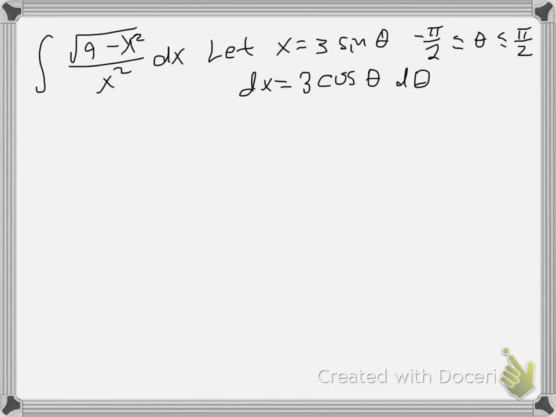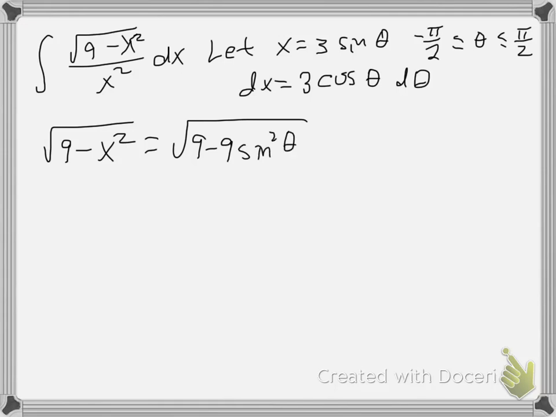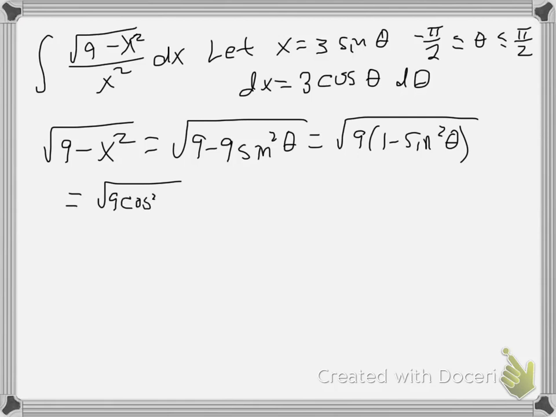And what we can say is that the square root of 9 minus x squared is going to be equal to the square root of 9 minus 9 sine squared of theta, which is simply going to be equal to the square root of 9 into 1 minus sine squared of theta, which will simply be equal to the square root of 9 cosine squared of theta, which is the same as saying 3 the absolute value of cosine of theta, which is going to be 3 the cosine of theta.